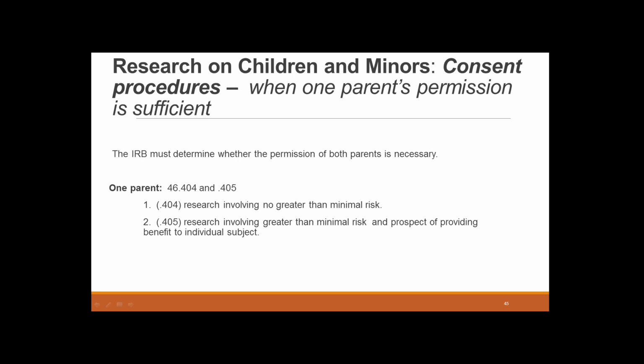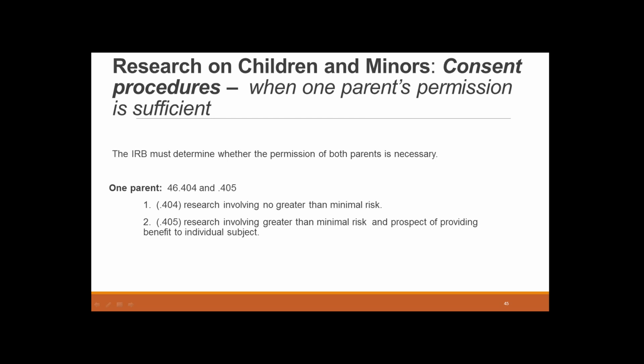So this came up earlier. We talked about the fetus, where you need both parents, the father and the mother, to consent. When can you have just one parent? When the research is no greater than minimal risk, or when it is greater than minimal risk but there is the prospect of providing benefit to the individual. Pretty straightforward. One parent. Because if you think about it, these two are probably the lowest risk. If you think about risk and benefit, you're minimizing your risk by increasing the benefit.